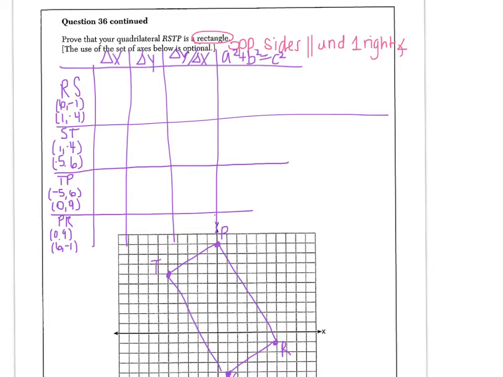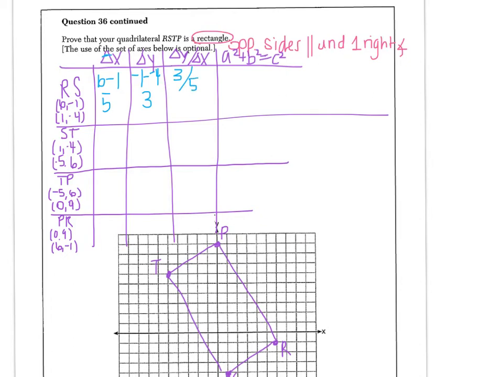So I'm going to start doing some calculations. Change, remember, means to subtract. So 6 minus 1 is 5. -1 minus -4, double negative turns to positive. So -1 plus 4 is 3. Change y over x, y is to the sky, 3 over 5.